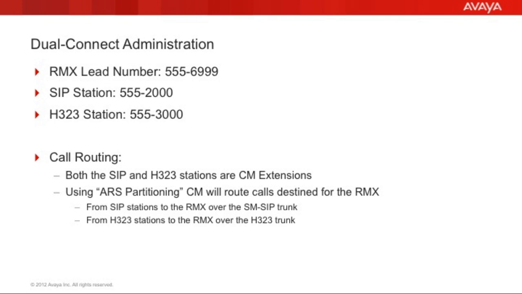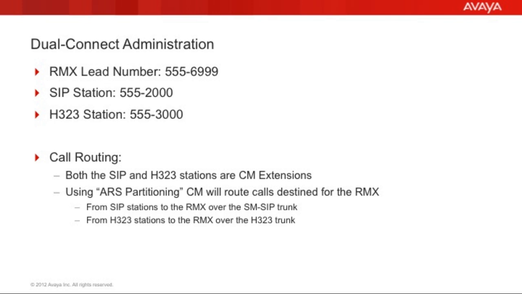So just briefly, I'd like to give you a quick overview of what we'll be administering today in this video. First of all, we have three numbers we're dealing with. The first is the RMX lead phone number. This is the number that any station, whether it's SIP or H323, will dial to reach the RMX. The next two numbers are the phone numbers for our individual stations. As you can see, we have one SIP station that's 555-2000 and one H323 station that's 555-3000.